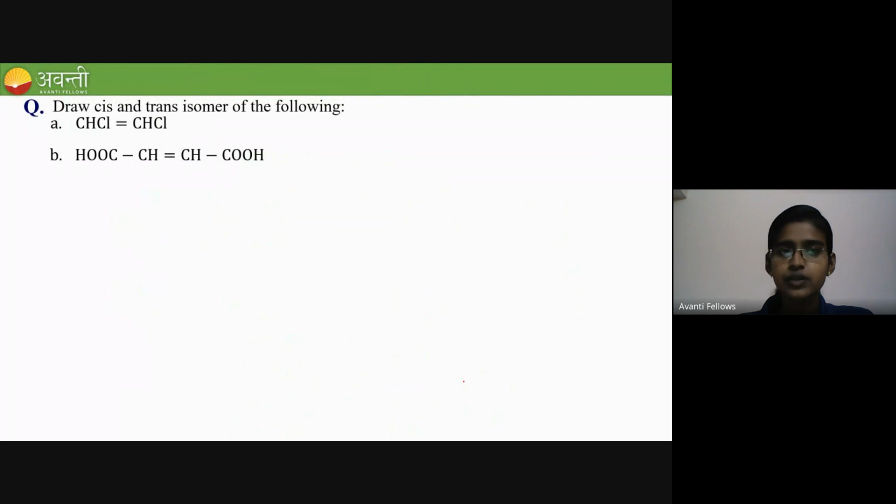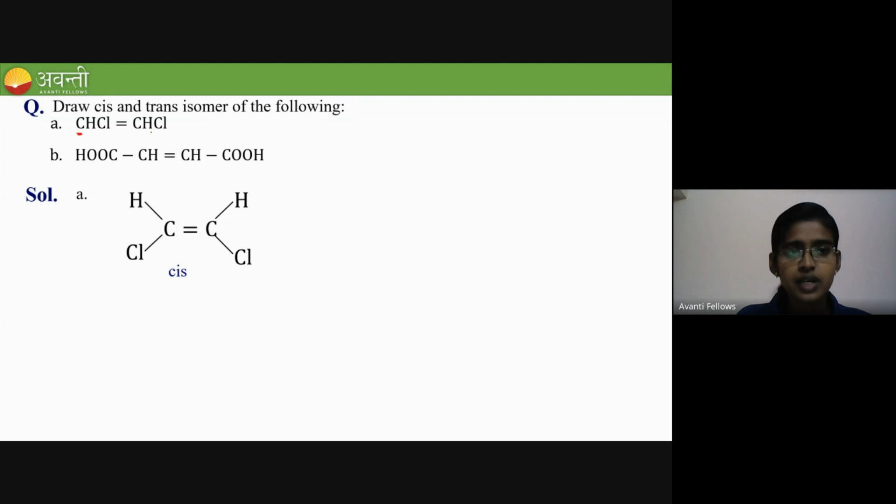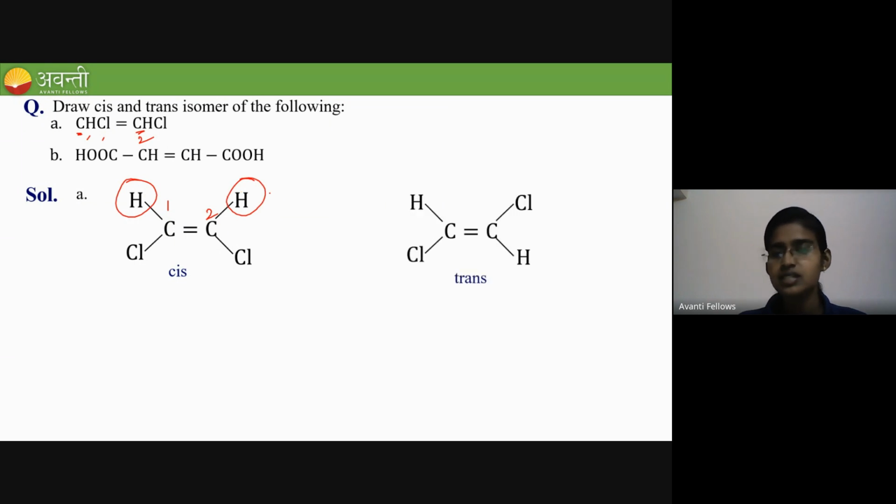Okay. So let's try to solve this question. Draw the cis and trans isomer of the following. First you tell me whether compound A will exhibit cis-trans isomerism, that is geometrical isomerism, or not. What is your answer? Yes, the answer is yes. So what could be the structure? These two are the double bonded carbons. To the first carbon, one hydrogen and one chlorine are attached, and with the second carbon also, one hydrogen and one chlorine. So the similar groups are on the same side. So this is cis and the other one is trans.